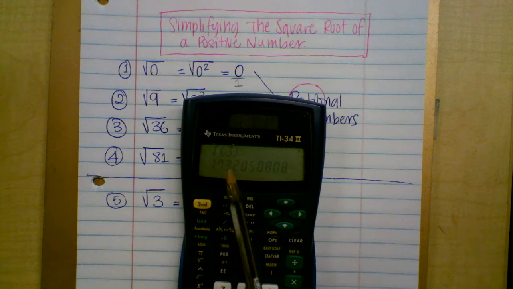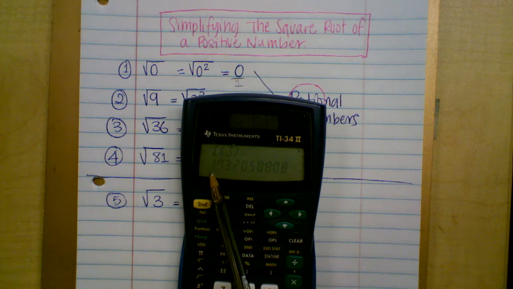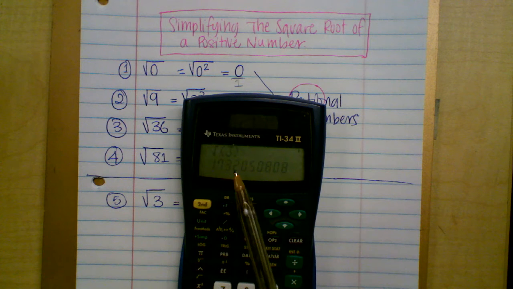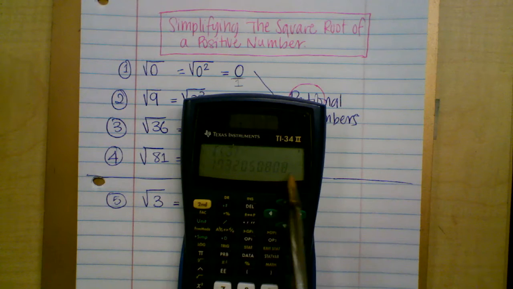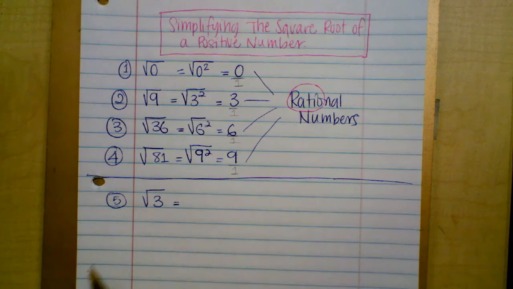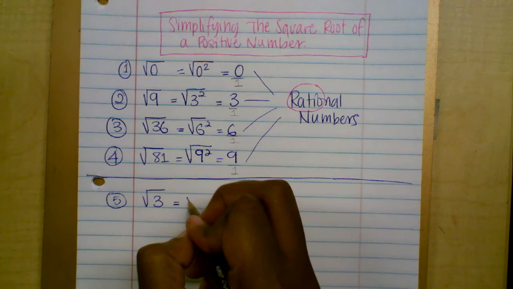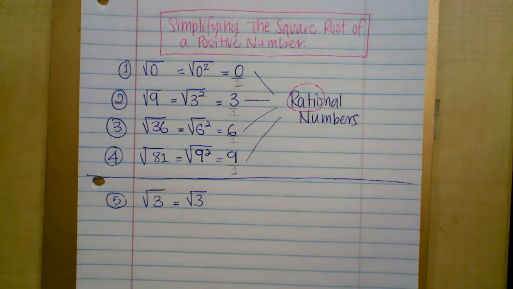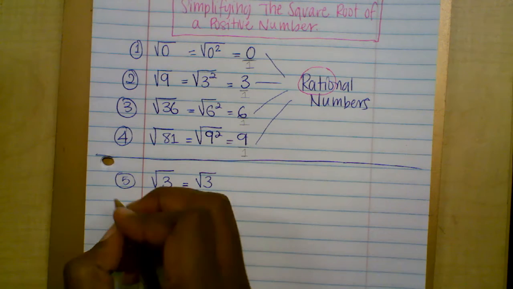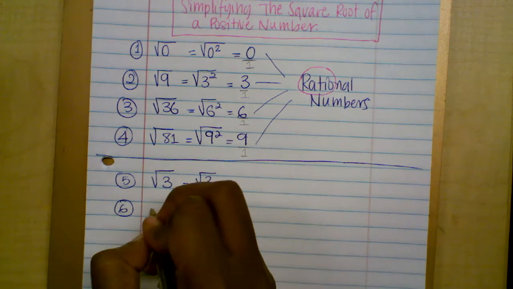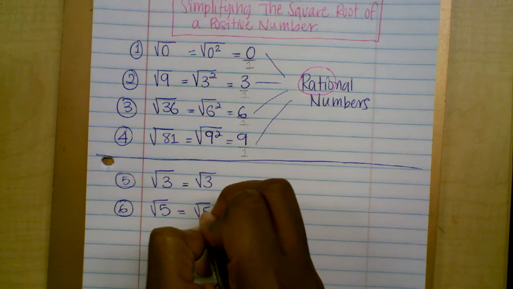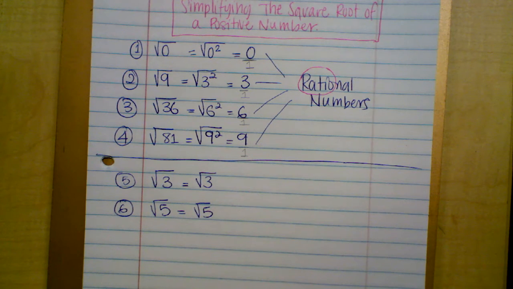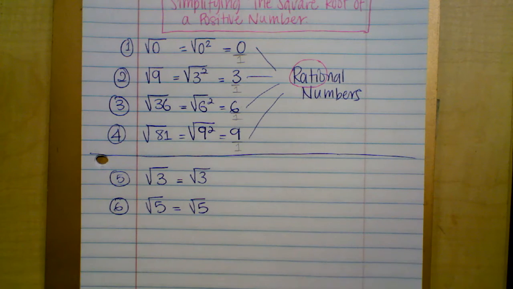But square root of 3 is not rational. It's irrational, like the number pi. Why? Because its decimal keeps on going forever and never repeats. To be exact with the number, you're going to leave it as square root of 3. You're not going to approximate the number. So if I ask you, what is the square root of 5? It's square root of 5. Just leave the square root alone. When the radicand is not a perfect square, just leave it.